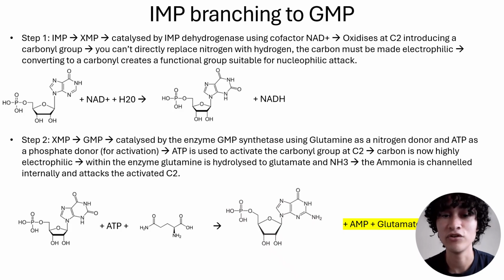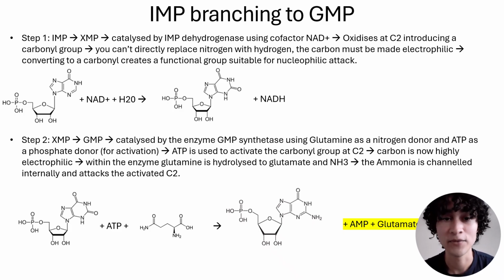So the ATP is used to activate that carbonyl group on that second carbon that we've just formed in the previous step with our IMP dehydrogenase and our cofactor nicotinamide adenine dinucleotide. Essentially, that leaves it primed and susceptible for the amine group from that glutamine to come in and replace that carbonyl group. But there's a few steps that happen before that. As you know, glutamine isn't just going to give up its amine group very easily. You need that amide hydrolysis to happen.